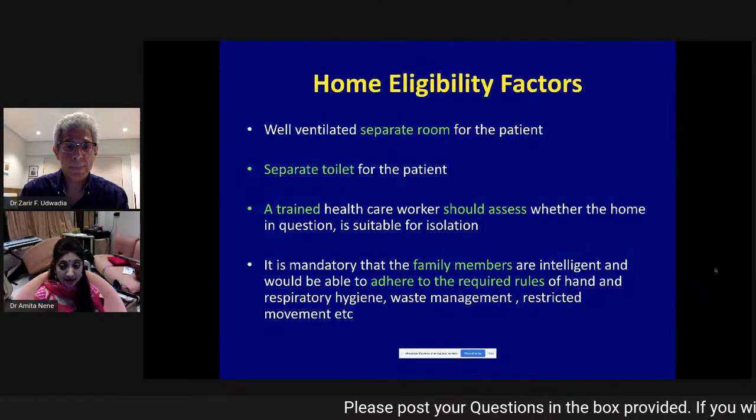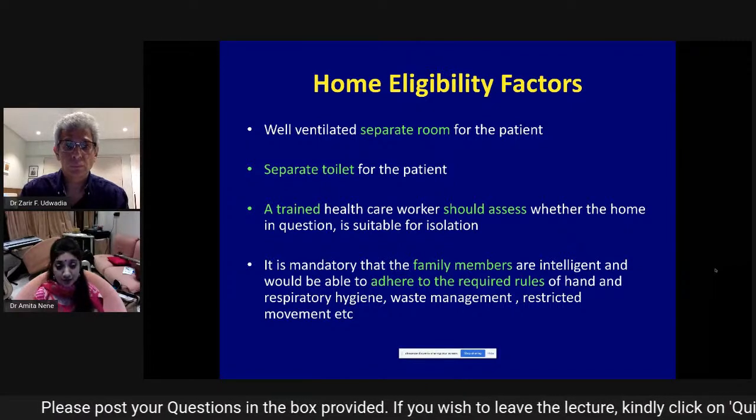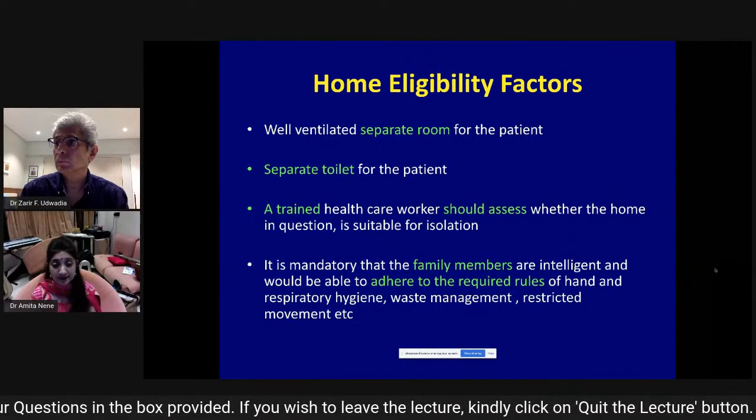The patient should have a well-ventilated separate room, and there should be an attached bathroom which will be used only by this patient.